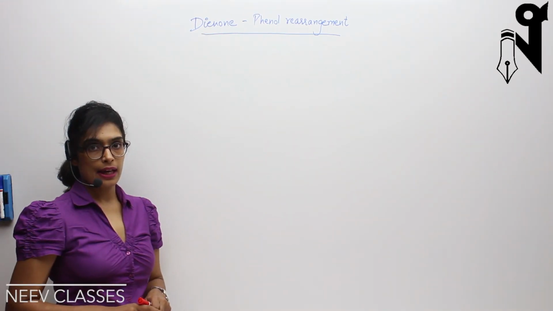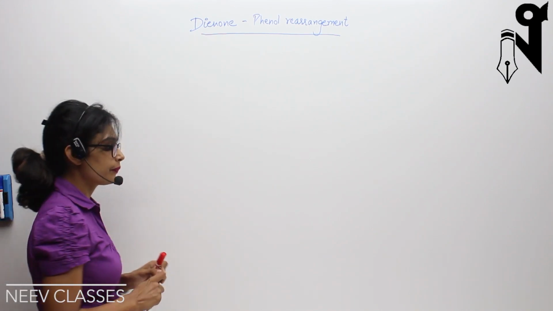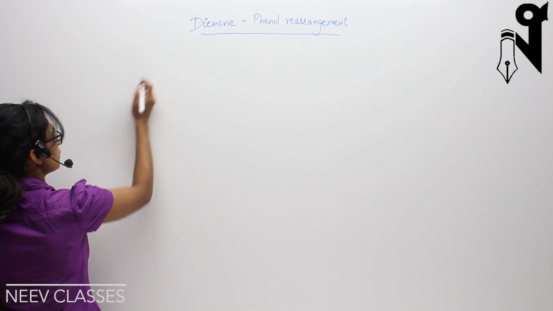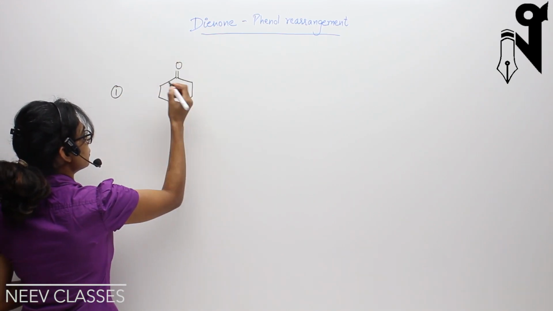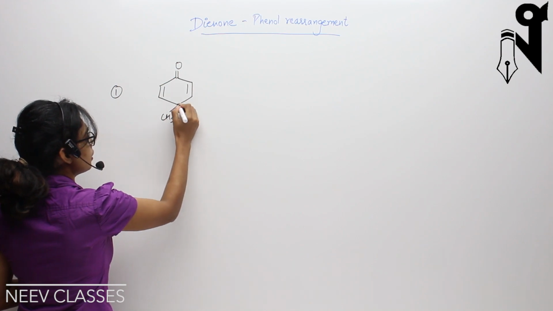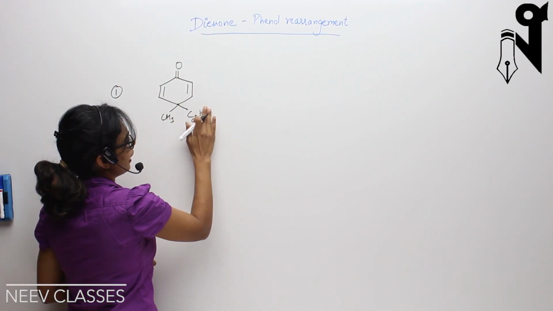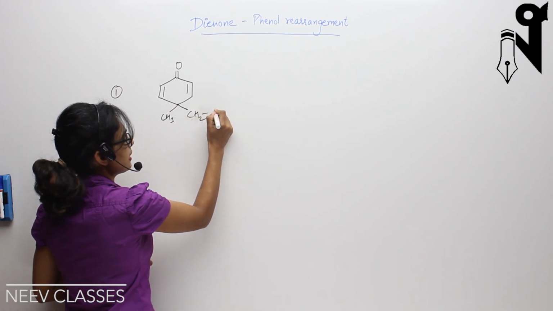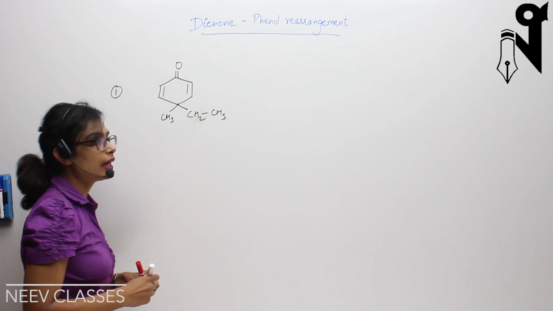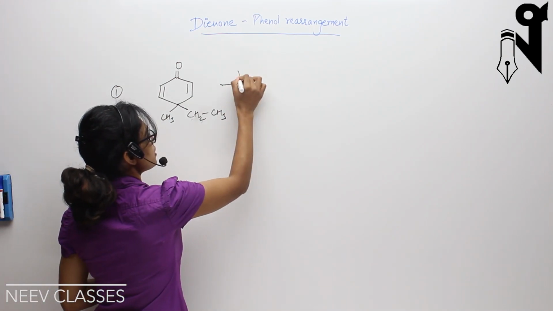Now let's see the next example where both the R groups present on the fourth position will not be the same. Let's say we have taken CH3 and let's say C2H5. I can write C2H5 as CH2 and CH3. Okay, now the same process which we have done before, I'll do.